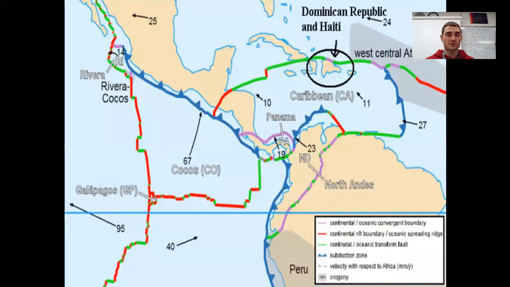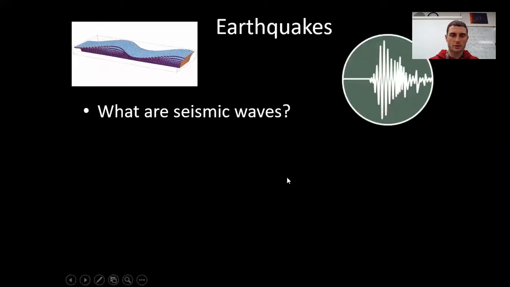Now, why doesn't Florida get them? Because if you look here, Florida is not touching or anywhere near a fault line. Most of the fault lines run along the Central America West Coast. And we see some of the Caribbean here with the Dominican Republic and Cuba, right? So that's where you're going to see those, okay?